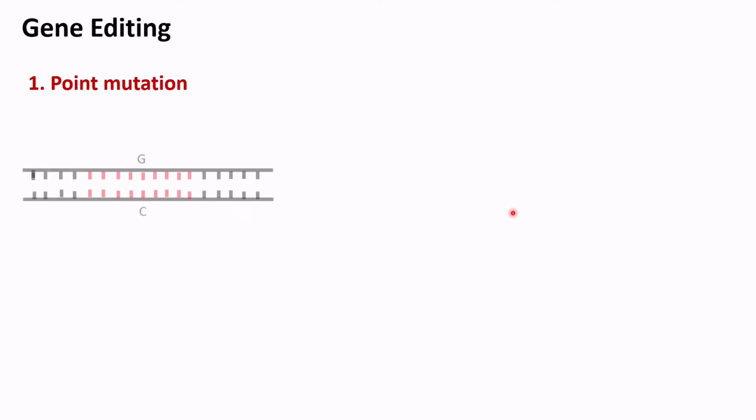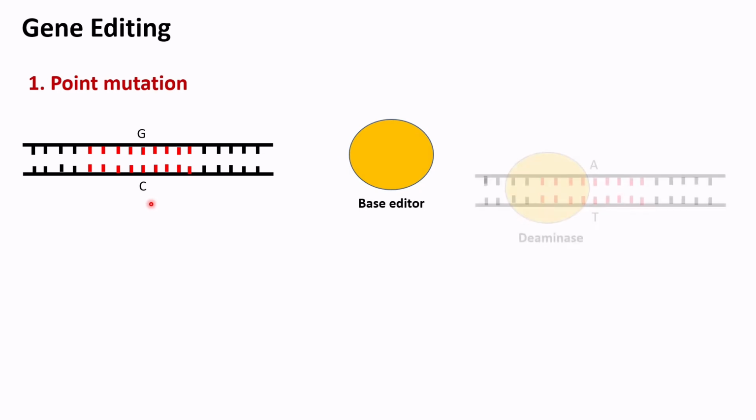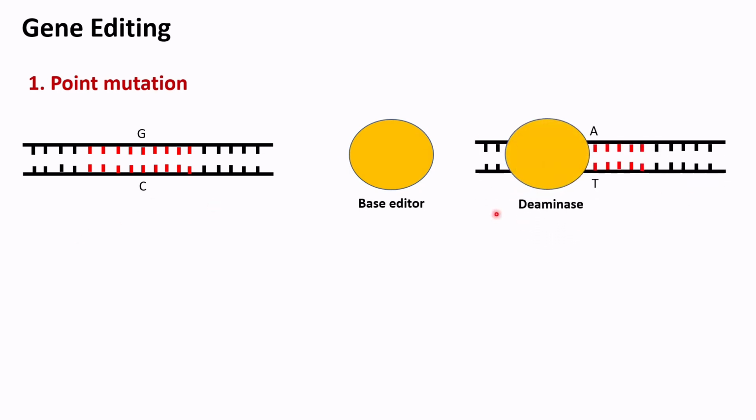Gene editing. Using CRISPR, you can edit your gene in two ways. One is point mutation, another is insertion. Point mutation. Suppose this is a DNA sequence. You need to convert this C to T. How will you do that? Well, you need a base editor that will edit that base. Such a base editor is deaminase. It is an enzyme which converts cytidine to thymidine, C to T.